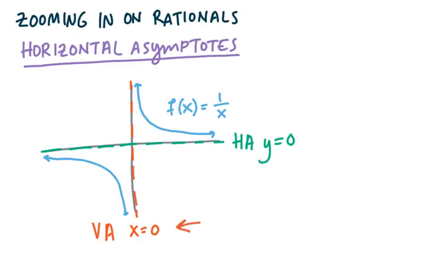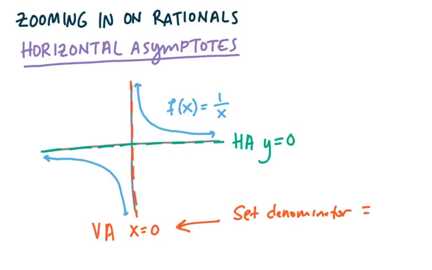Just to recap, for the VA, we just set the denominator equal to 0 and solve. So in that way, they're fairly straightforward, right? But with the horizontal asymptote, we're going to investigate 3 cases. So let's go ahead and take a look at those and make sure we feel comfortable.